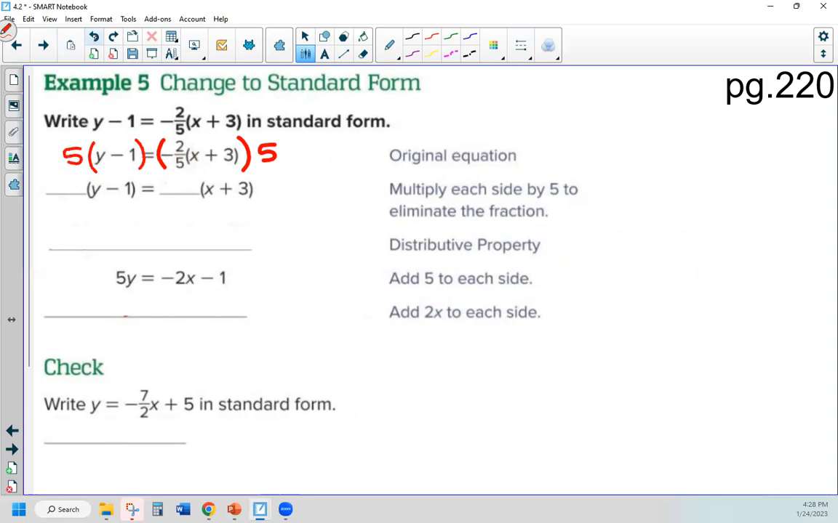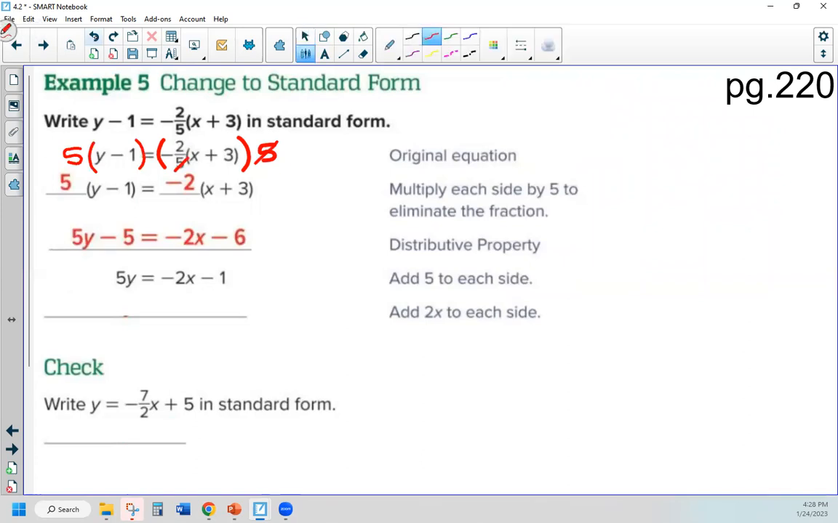Whatever you do to one side, do it to the other side. This 5 will cancel with this 5. When you cancel the 5, you still have that -2 that needs to be distributed, right? So we now have to use the distributive property. When we distribute the 5, we get 5y minus 5. When we distribute the -2, we get -2x minus 6.